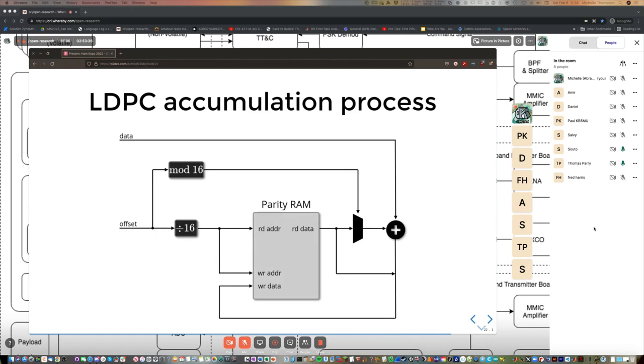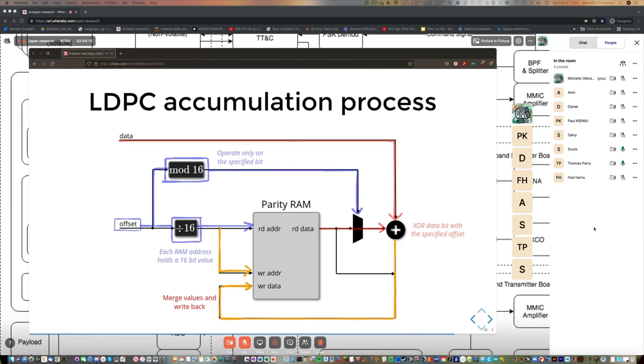The accumulation process is sort of the heart of the encoding. This block connects directly to the input synchronizer. Here, offsets are used to read the parity RAM. Because each RAM address holds a 16-bit value, we divide the offset by 16 and use the remainder of the division to select which bit of the read data we need to operate on. We then XOR input data with the appropriate bit, and write the result back to memory.